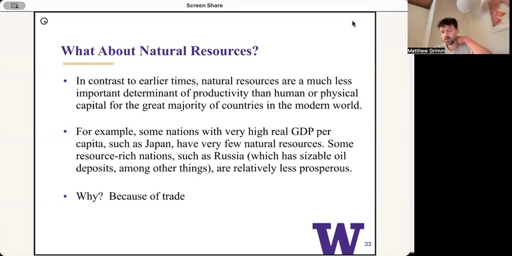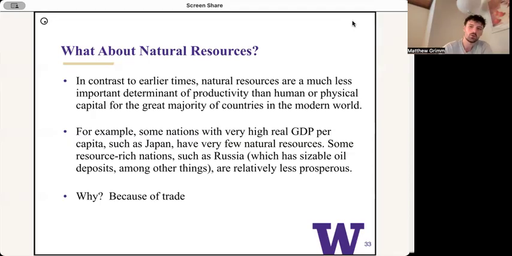So what about natural resources? In contrast to earlier times, natural resources are much less important when determining productivity than human or physical capital for the great majority of countries in the world. Some nations with very high GDP per capita, like Japan, have very few natural resources. Some resource-rich nations, such as Russia, which has a lot of oil, are less prosperous.